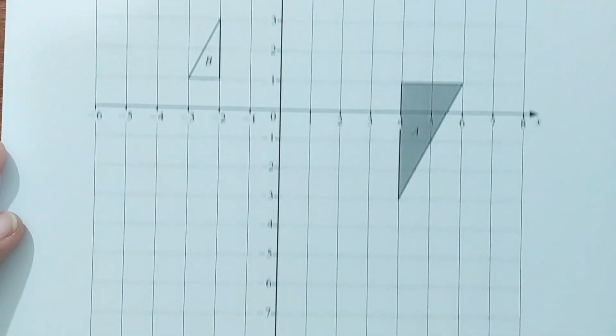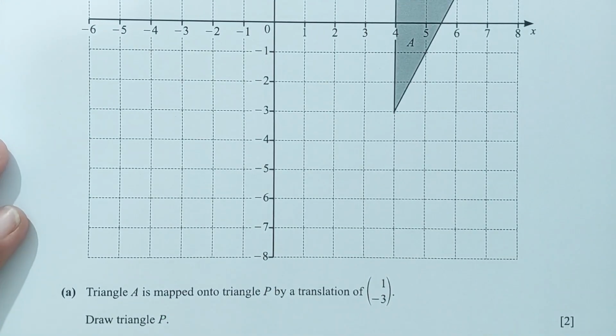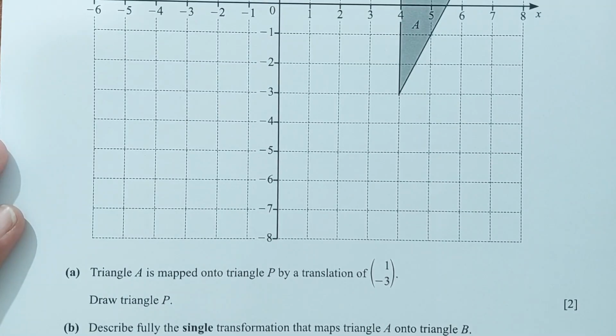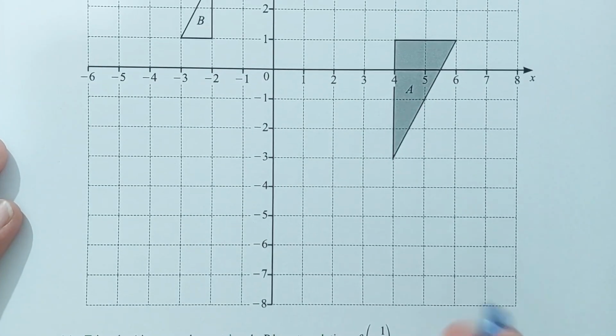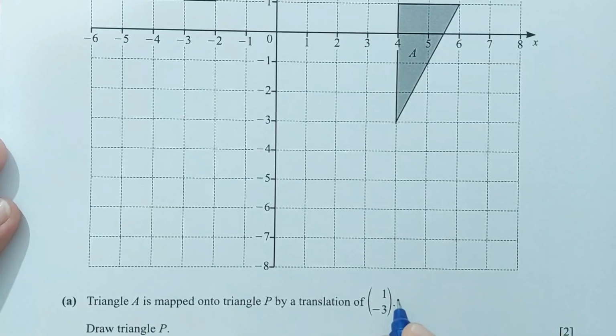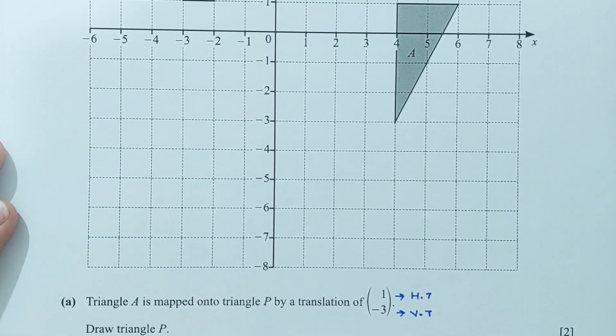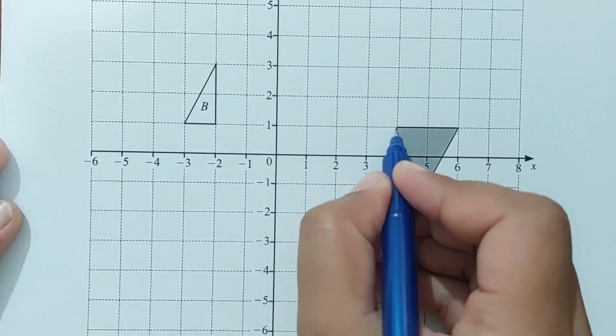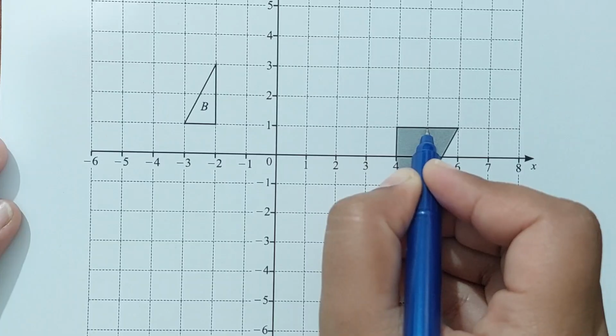Question number 6, part A. Triangle A is mapped onto triangle P by a translation of 1, -3. Draw triangle P. Alright, so the translation is 1 and -3. It means we have to move, this is the horizontal translation and this is the vertical translation, 1 unit to the right and 3 units down. So from triangle A, 1 unit to the right we have to move and 3 down.